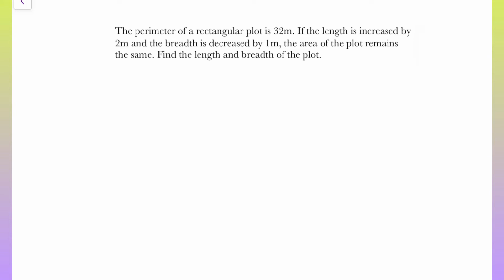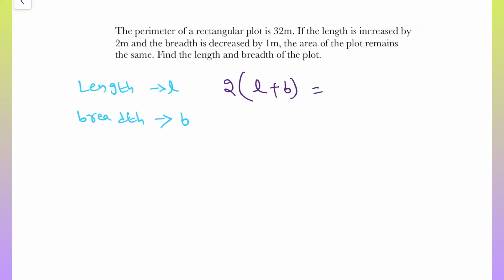Now let the length be L and the breadth be B. If you want, you can take it as x and y also, no problem at all. Now coming to the first condition, the perimeter of a rectangular plot is 32 meters. So the perimeter of a rectangle formula is 2 into (L plus B), and this perimeter is given as 32.